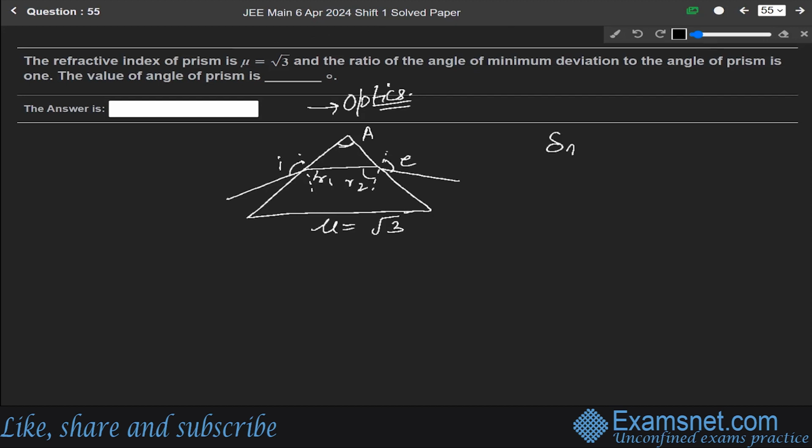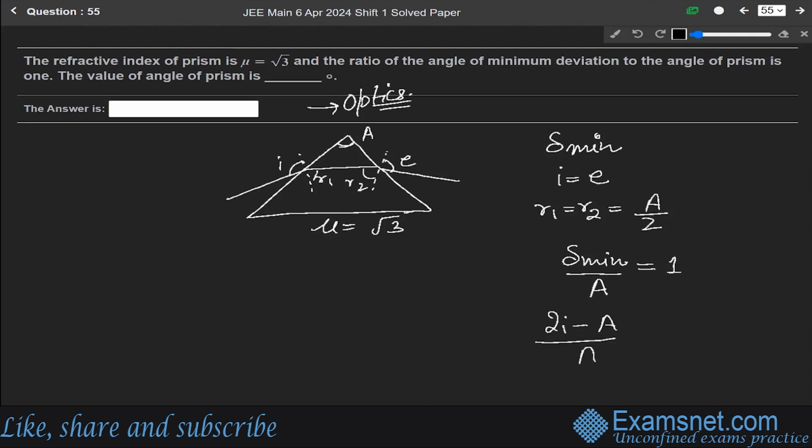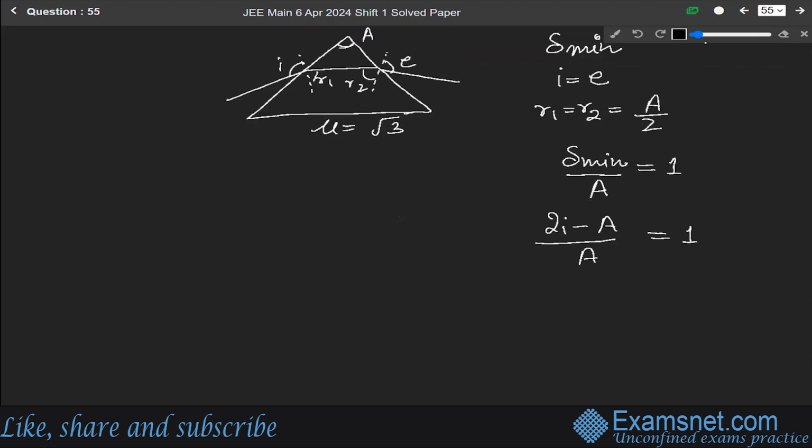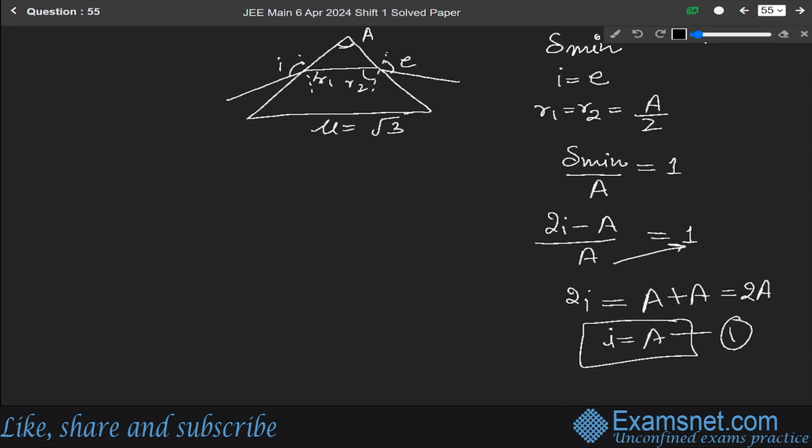So for minimum angle of deviation, I is equal to E. We know that. So for this, R1 will be equal to R2 equals A by 2. Okay. So delta minimum over A is given as 1 as in the question. So delta minimum means 2I minus A over A, given as 1. So it will become 2I equals A plus A, means 2A. From here, I will be equal to A. Okay, let us say this is equation number 1.